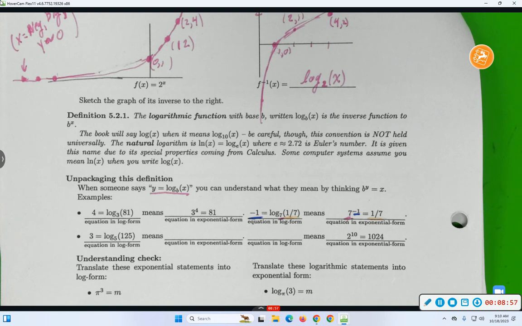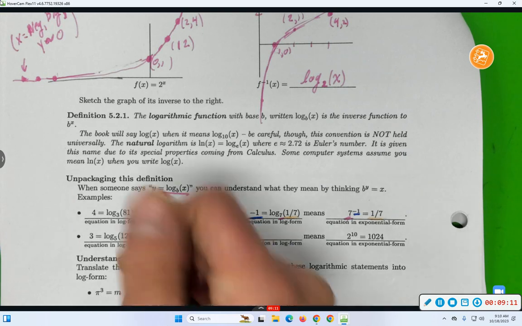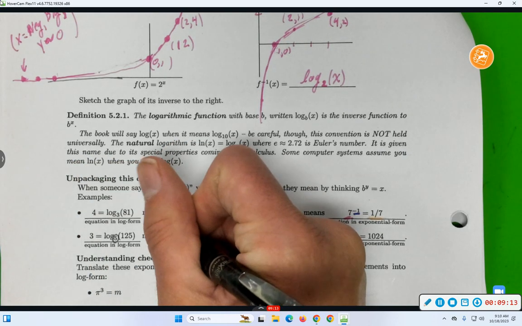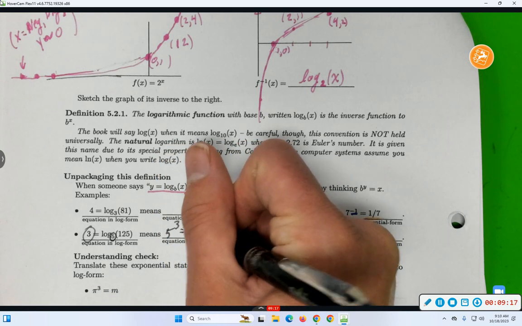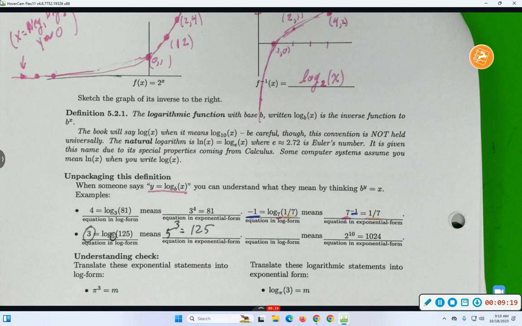3 is equal to the log base 5 of 125. What is that as an exponential equation? Yeah, that one. Excellent. 5, the base, raised to the power 3, equals 125. Groovy.